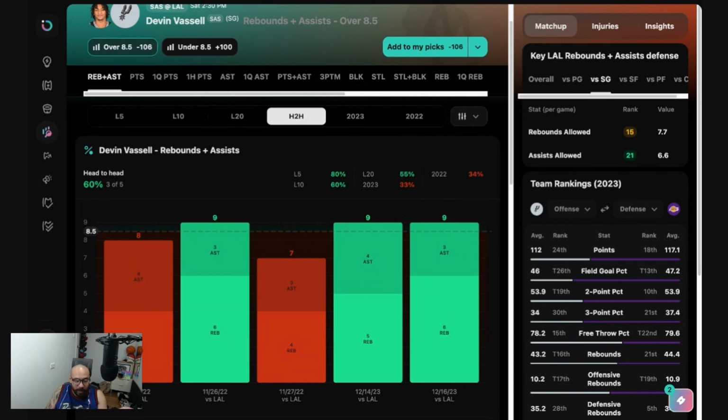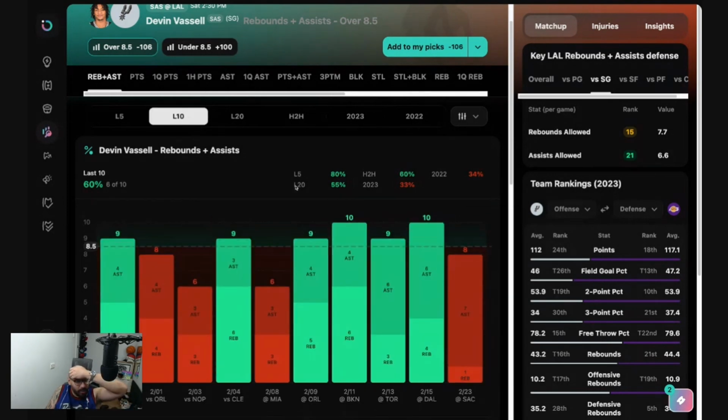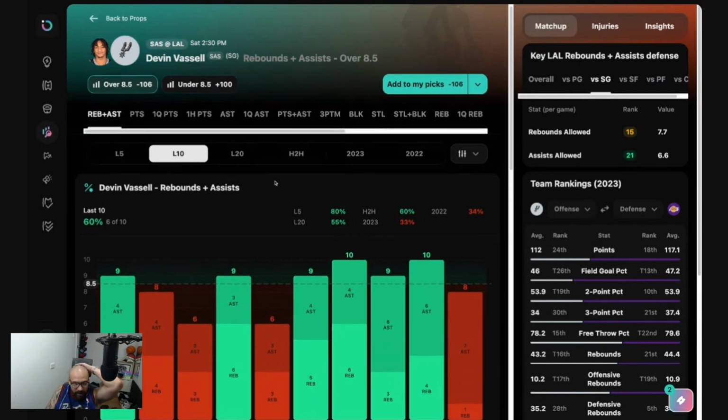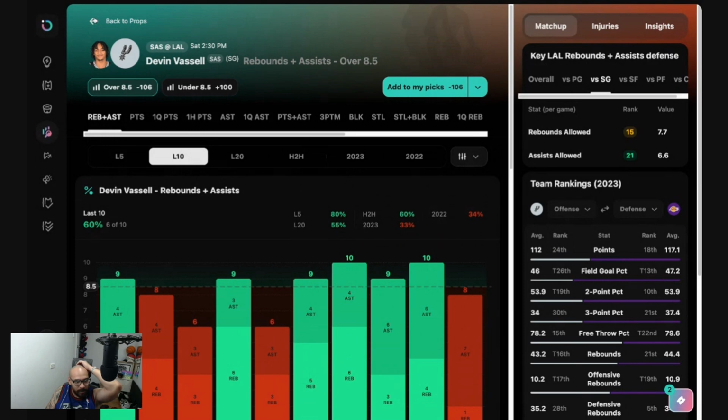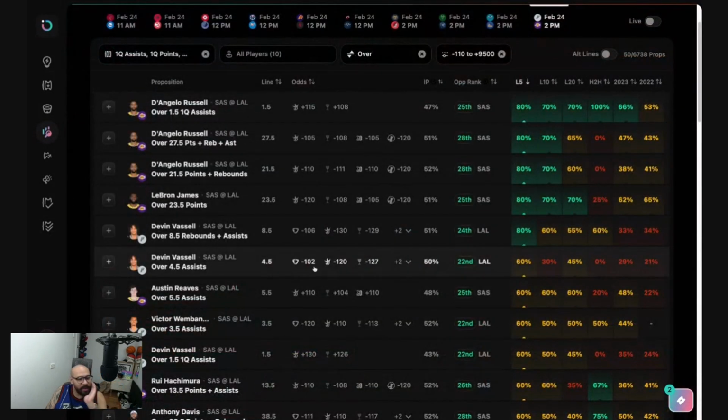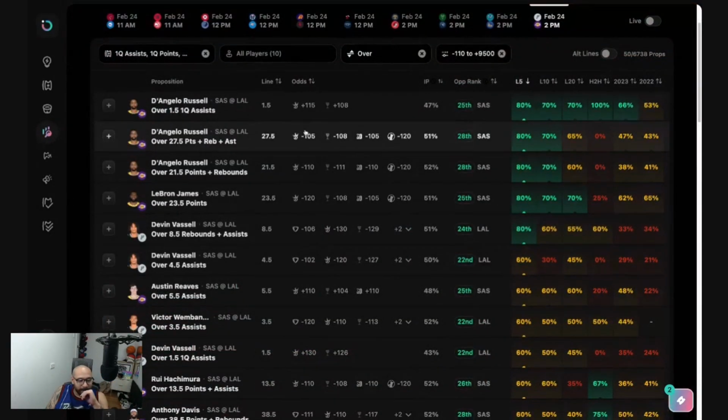He's just going over by half a rebound or half an assist. So the hit rate is good, but at minus 106, it's probably right, to be honest. The line's quite sharp there, so I'm not willing to play around with that.